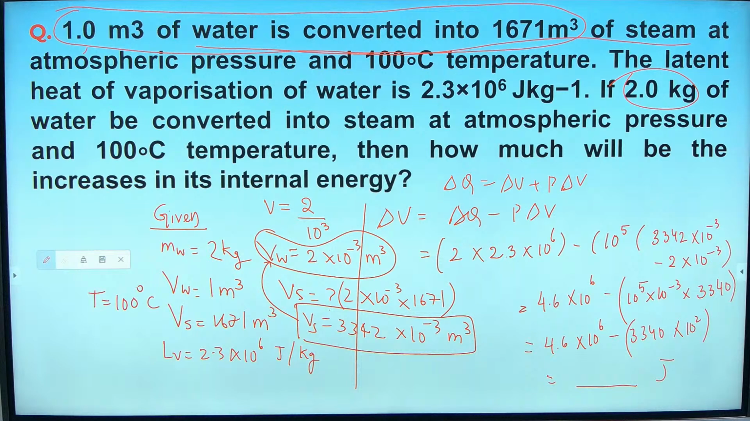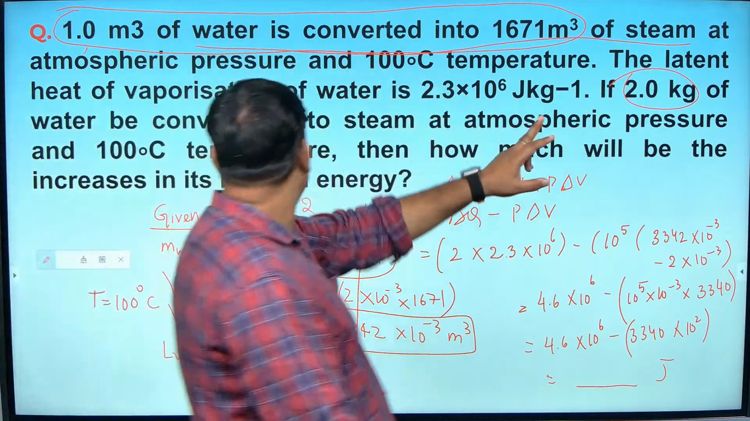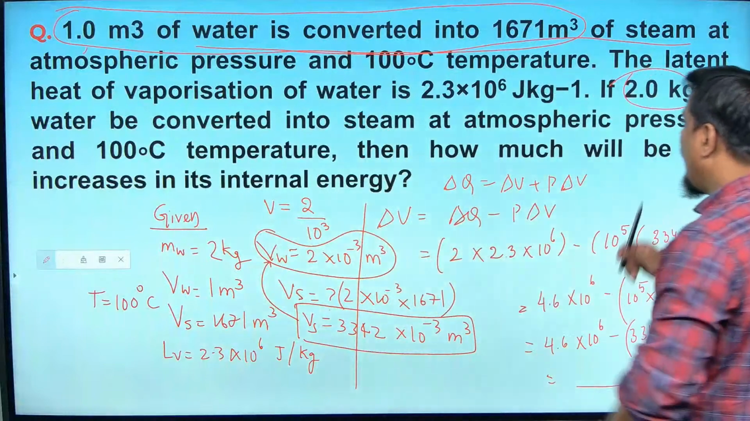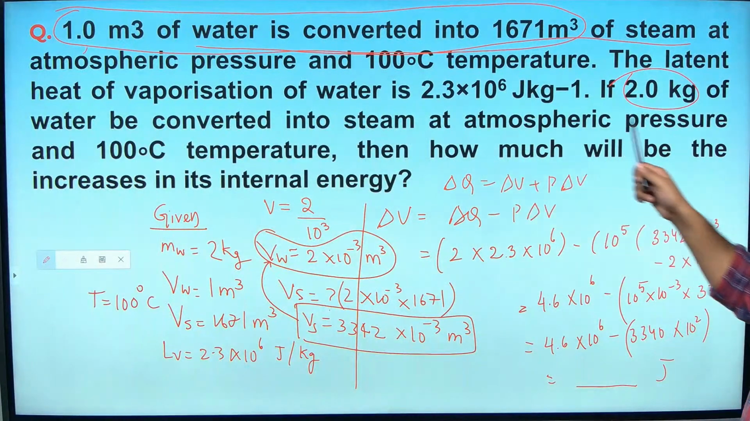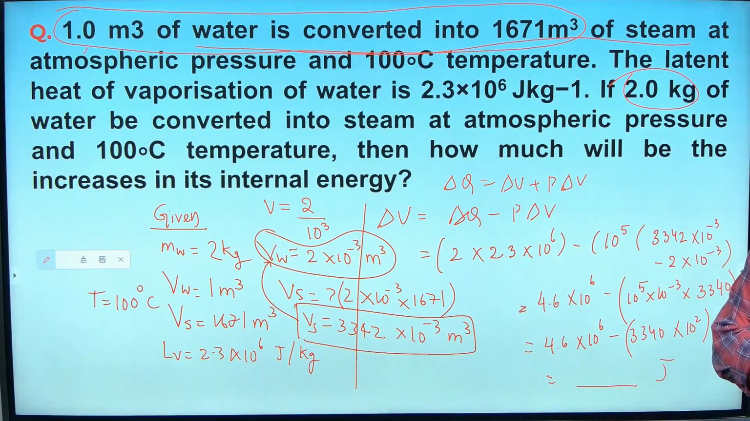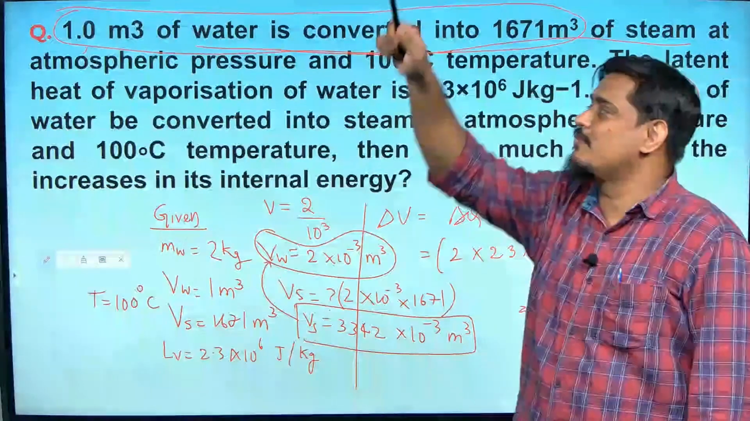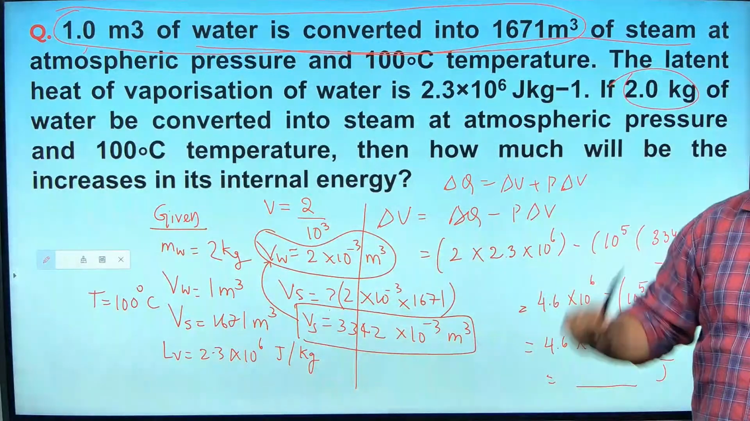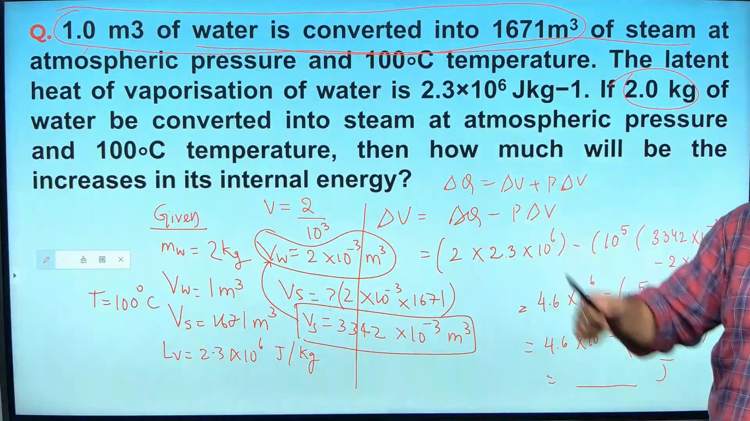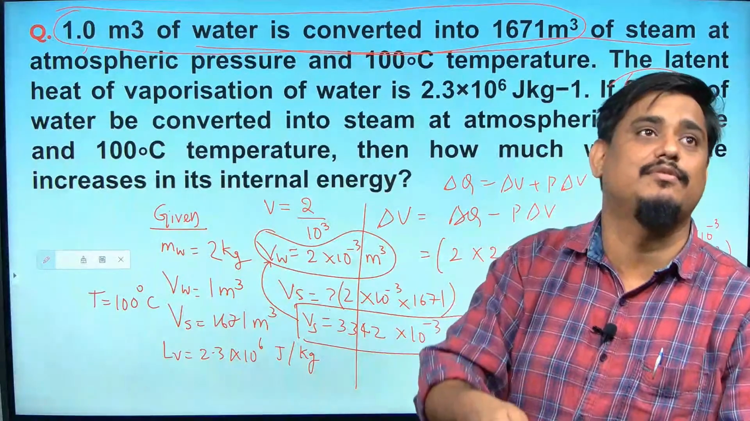Yes, read the question properly. If you are making a mistake like this, that means you are not reading the question. Given is there, somehow getting the answer. Very clearly it says, 2 kg of water we convert into steam at atmospheric pressure. How much will be the increase in its internal energy? Then how dare you take 1 meter cube as the initial volume for this? Do you think 2 kg and 1 meter cube are the same? That is where you should have stopped yourself.